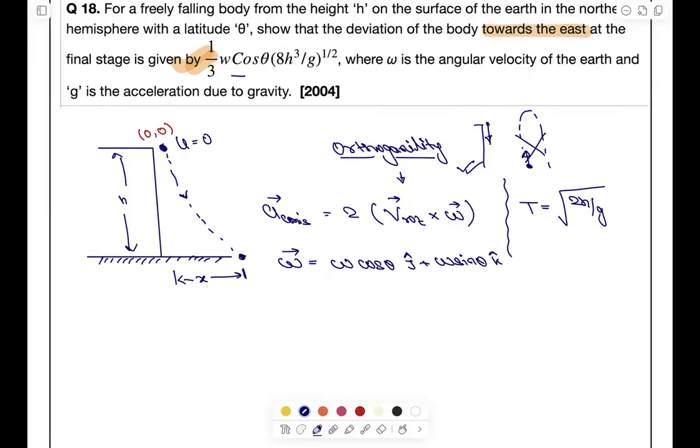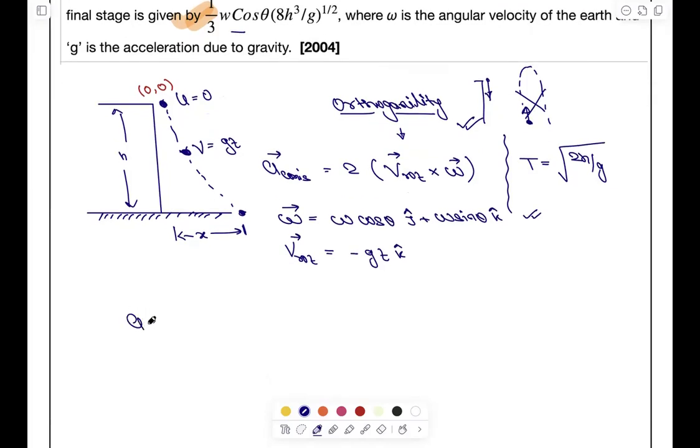Also in the last video, I think in day 1 or day 2, I explained why we take omega as this and how we write the east, west, north, south directions. If you don't know these things, you can watch video 1 or video 2. And the V rotational, because it is going in the downward direction, I can write as minus gt k cap. So at any interval of time, V will be gt. V equals u plus at, you know that, so V will be gt at any interval of time.